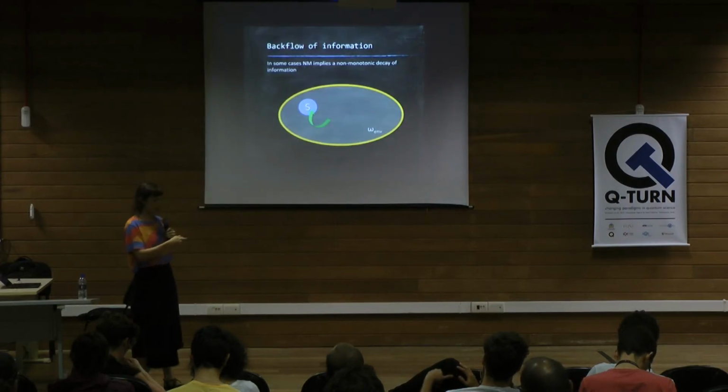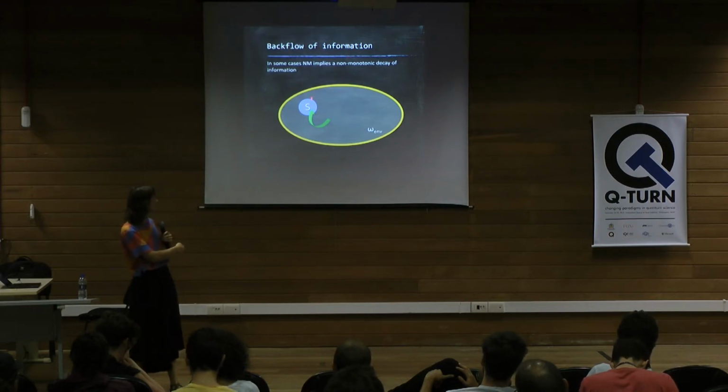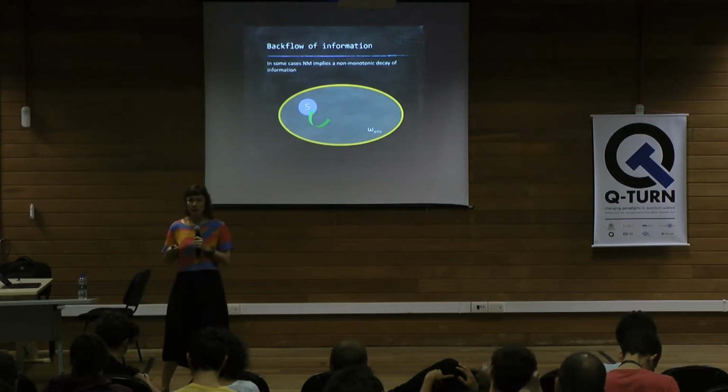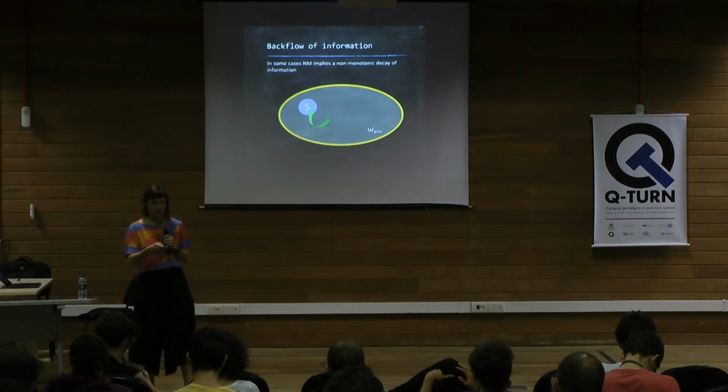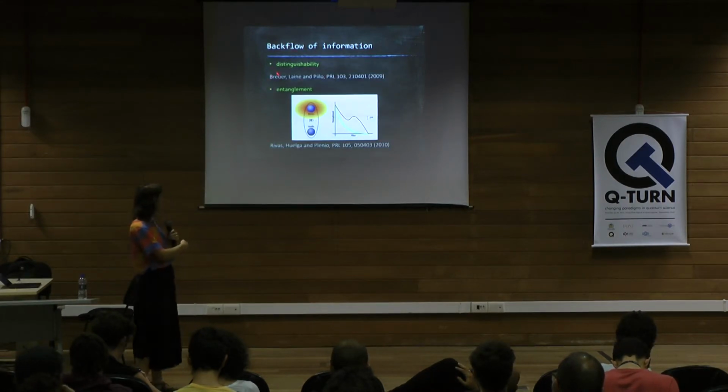Great, so this, as I said, this non-Markovian dynamics sometimes is identified as this backflow of information. So the system is losing information to the environment, but at some point it can recover, or show a non-monotonic decay of information. And there are many quantities where you can see this recovery. The two most common ones, one is distinguishability.